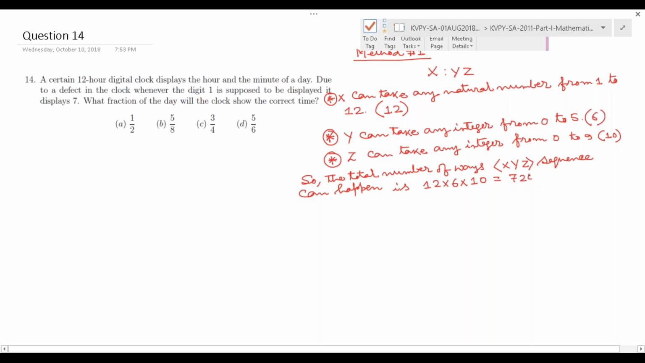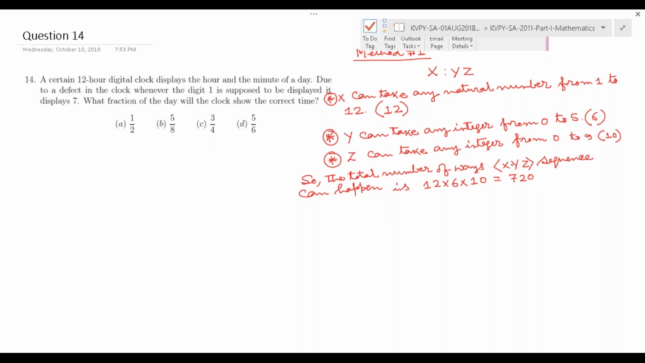Now these are the total number of ways that XYZ can occur ideally, but there is a malfunction. What is the malfunction? Whenever it is supposed to show 1, it is showing 7. Due to this defect in the clock, what values can X take for the correct timing?